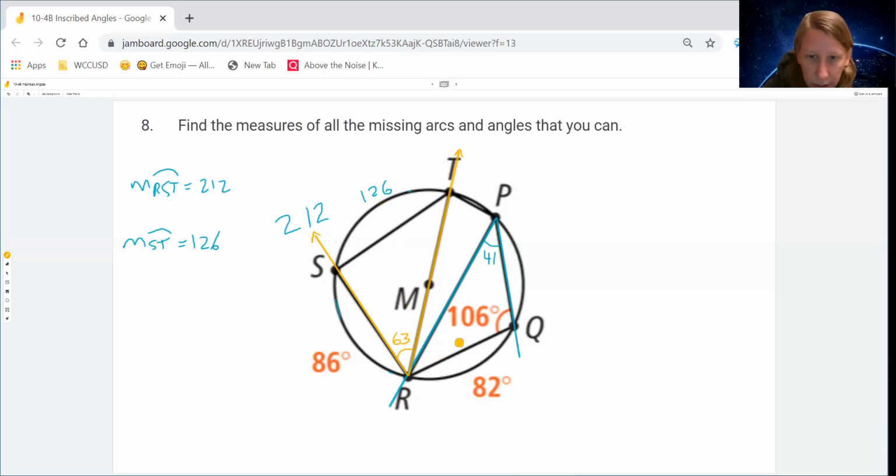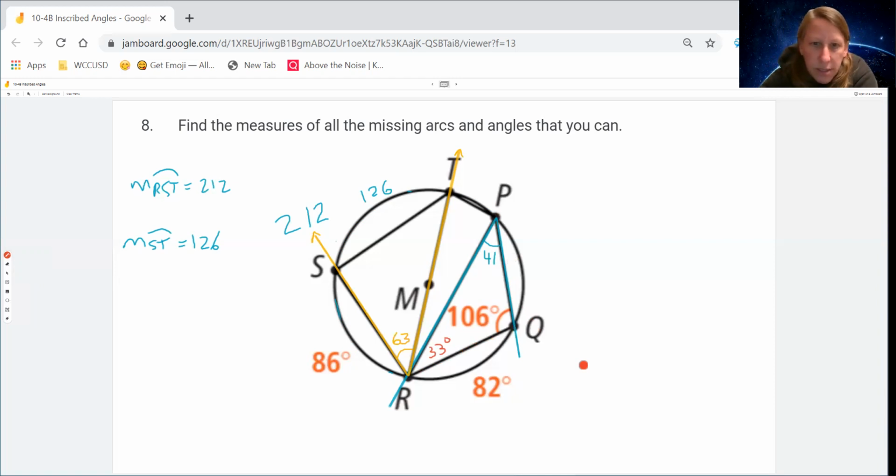Ooh, this is a triangle, isn't it? Could we find this one just by looking at the missing triangle measures? We haven't done that on one yet. So I'm going to do this one on my calculator. I'm doing 180 minus 106 minus 41. And that's going to tell me the missing angle is 33. How did I do that? I used the triangle. Inside a triangle is how much? 180.